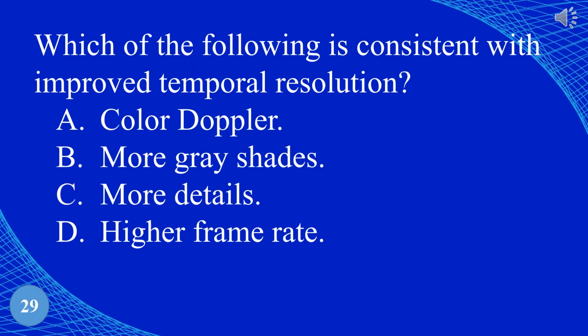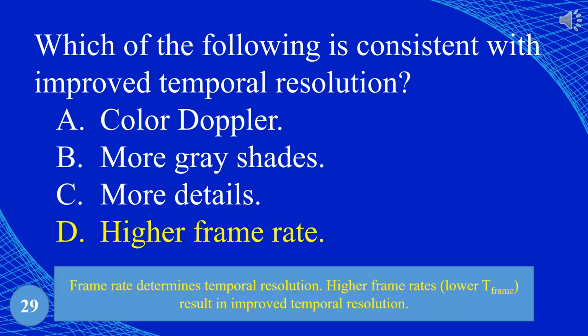Which of the following is consistent with improved temporal resolution? A. Color Doppler. B. More gray shades. C. More details. D. Higher frame rate. The answer is D. Higher frame rate. Frame rate determines temporal resolution. Higher frame rates, lower T frame, result in improved temporal resolution.